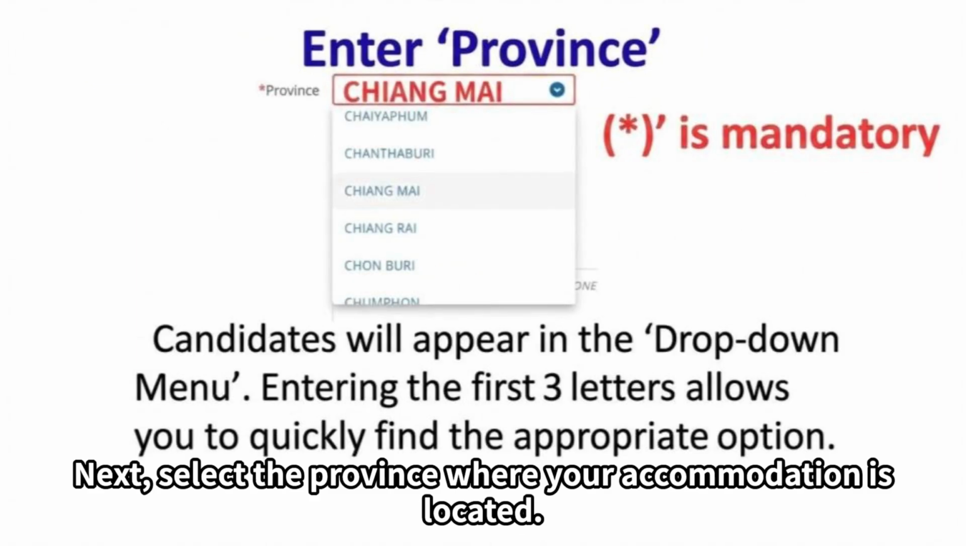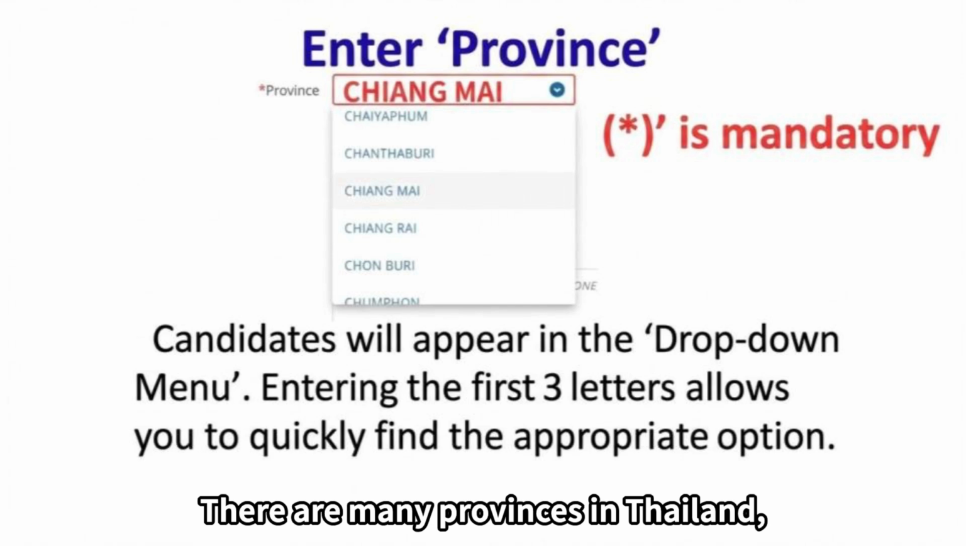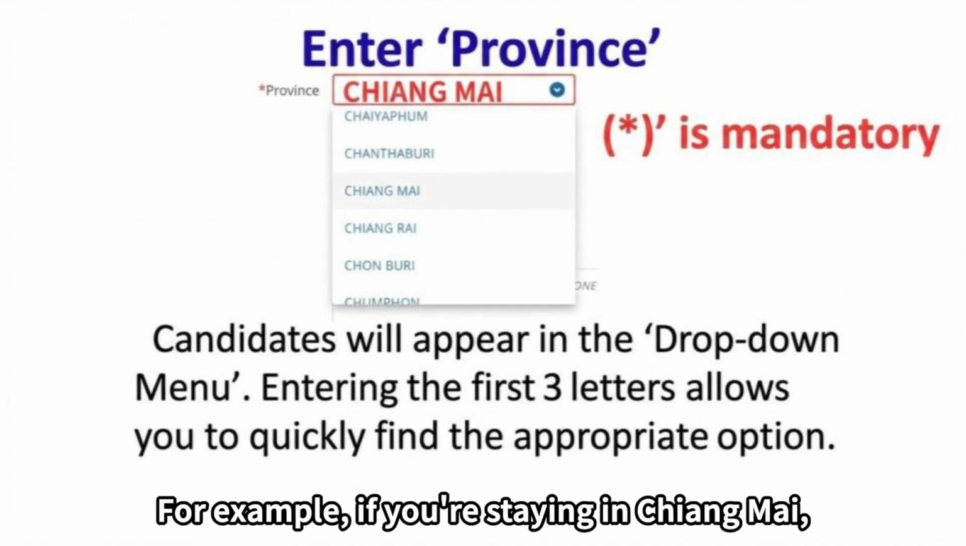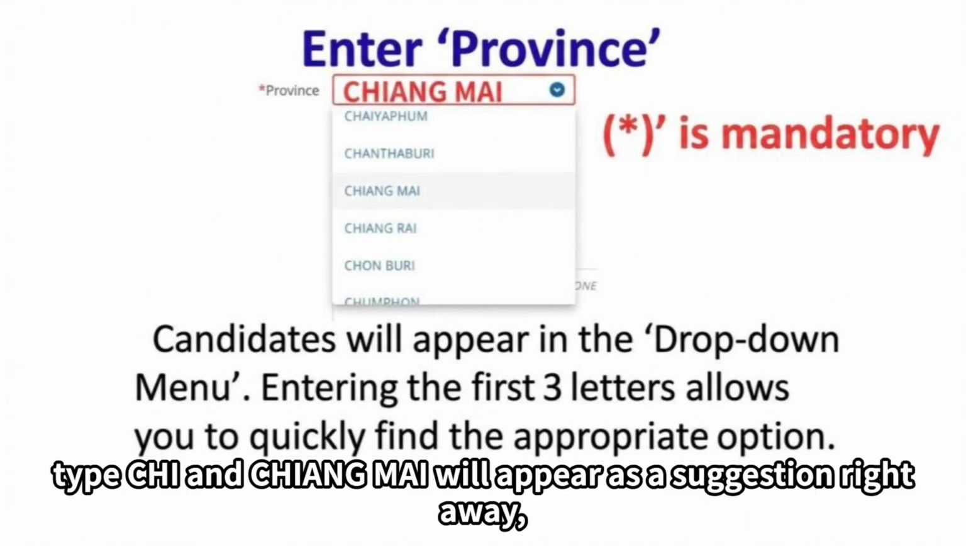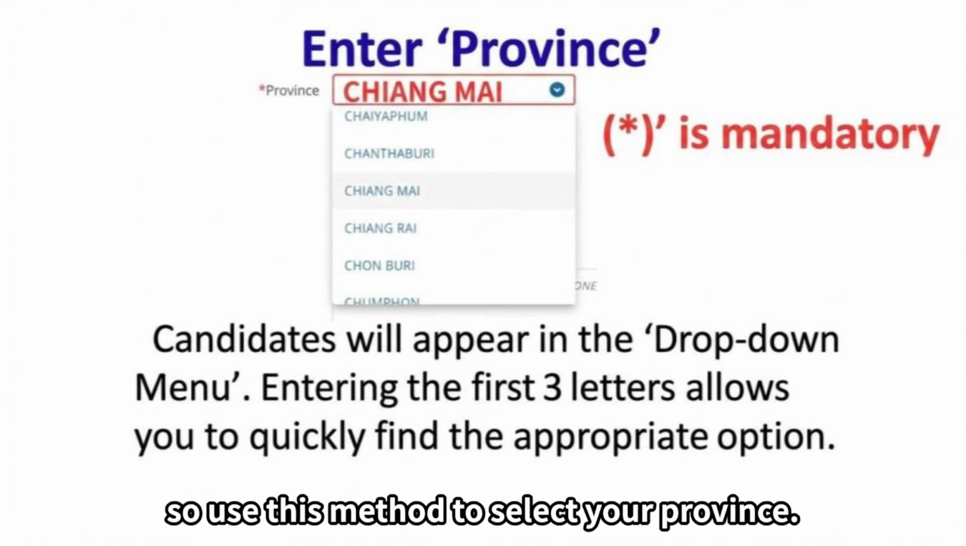Next, select the province where your accommodation is located. This is also a required field. There are many provinces in Thailand, but the same trick applies here. Type the first 3 letters. For example, if you're staying in Chiang Mai, type CHI, and Chiang Mai will appear as a suggestion right away, as shown in the example. This saves you from scrolling through a long list, so use this method to select your province.